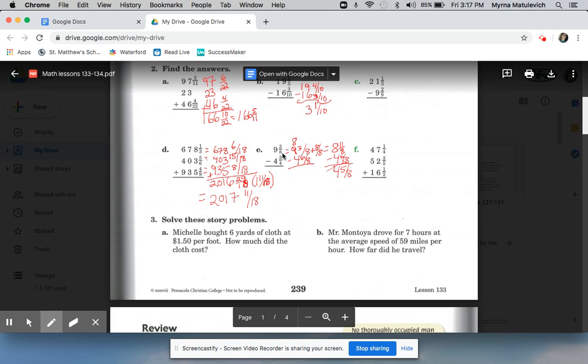In E, your common denominator is 8, so you change 3/4 to 6/8, but then you can't subtract 6 from 3, so you had to borrow from your 9 and add 8/8, which is that 1 you borrowed from the 9, and then you get 8 and 11/8 minus 4 and 6/8, which is 4 and 5/8.